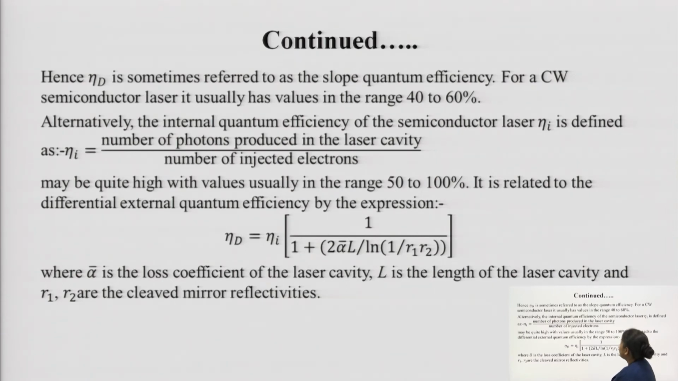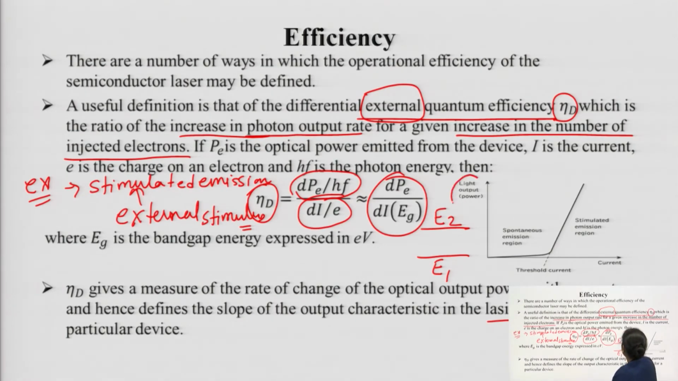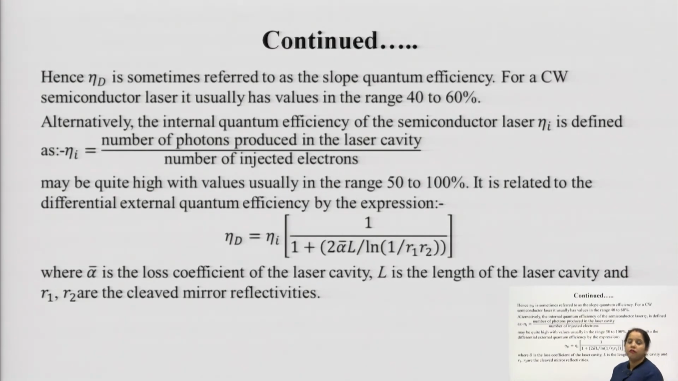ηD is of course a ratio, which is why it can be defined in terms of the slope of power versus current, because slope is always the ratio between the quantity on the y axis and the quantity on the x axis. So, ηD is sometimes referred to as the slope quantum efficiency. For a continuous wave semiconductor laser, it usually has a value ranging from 40 to 60%, a very good efficiency.